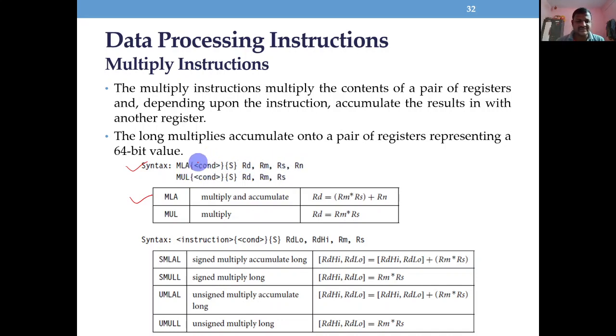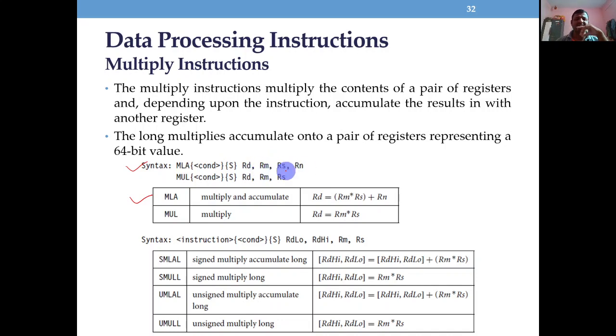You can use a conditional suffix as in the branch instruction. You can use the suffix S to update your flag bits. Whatever is given in curly brackets is optional. If you want a condition, then only you can use the suffix, the CPSR suffix S, or the branch instruction condition. We will discuss this later on.